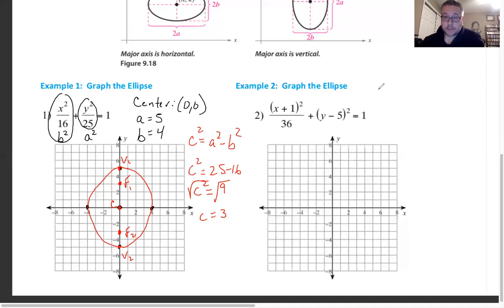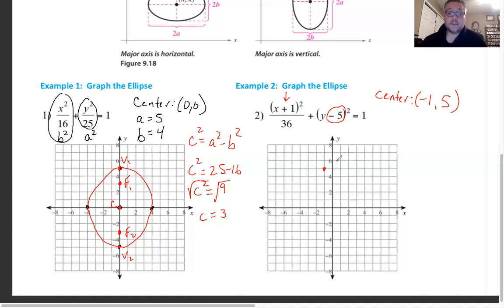We always want to start with the center. So the center here is going to be HK, which is the opposite. The H is the opposite of what you see after the X. So that would be -1. And the K is the opposite of what you see after the Y. So that would be +5. So I have a center at left 1, up 5.